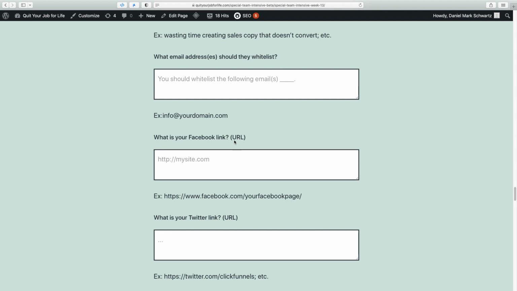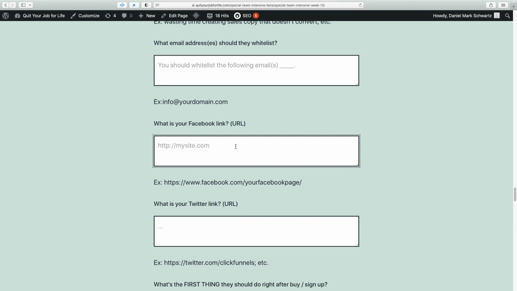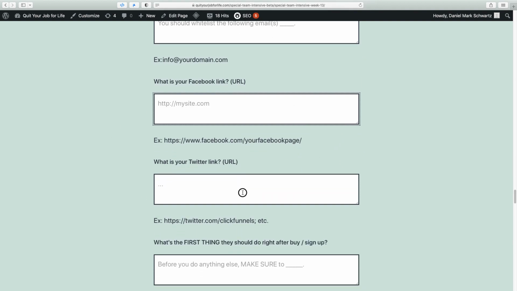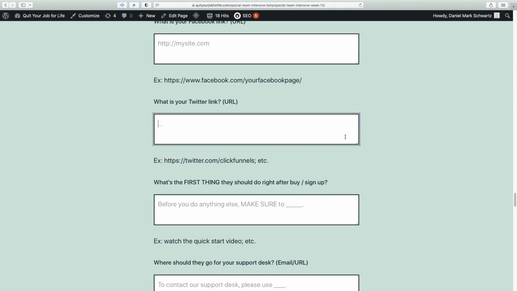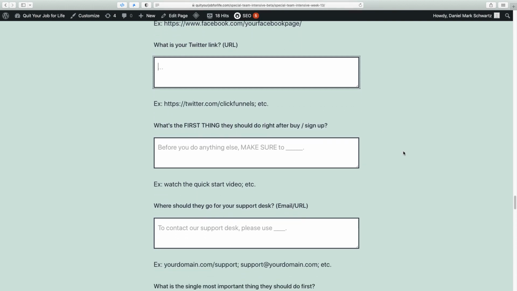Link to your Facebook. If you have a Facebook page, put that here. If you have a group, you can put that here. I would recommend you put the page first. If you don't have anything, then don't worry about it. Again, Twitter. If you have a Twitter account, put that here. If you don't have one, don't worry about it. If you have another thing like an Instagram or, I don't know, Pinterest or anything else you want to show them, you can stick that in here as well, and we'll edit it when the copy comes out.